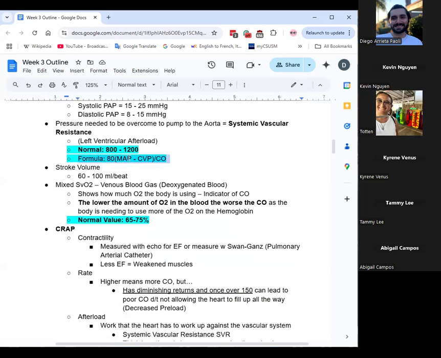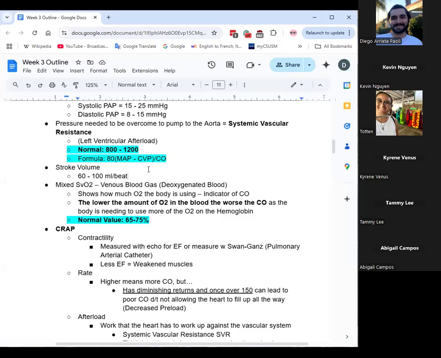Okay. And again, there's a formula for SVR. If you have your MAP and your CVP and your cardiac output, you're able to calculate the systemic vascular resistance, but you don't have to know that at all. It's just there. Again, if you're interested in the ICU, then there you go. The stroke volume is essentially how much volume your heart is actually pumping out per beat. It's nice that it correlates with a normal heart rate.